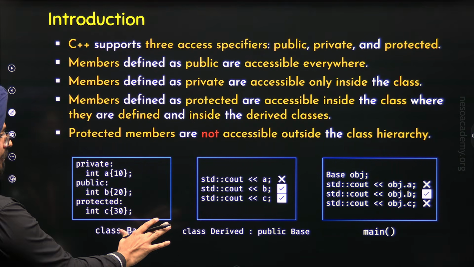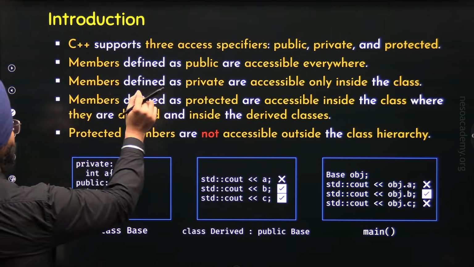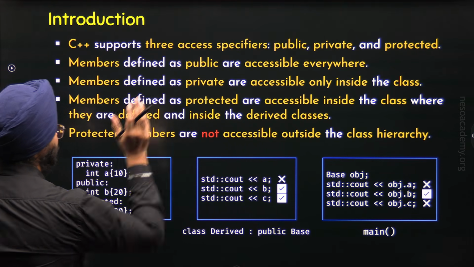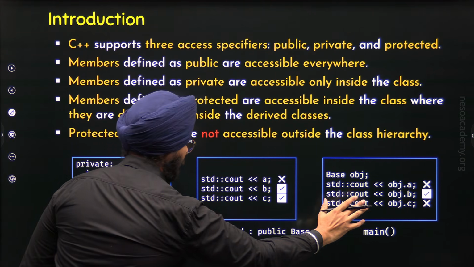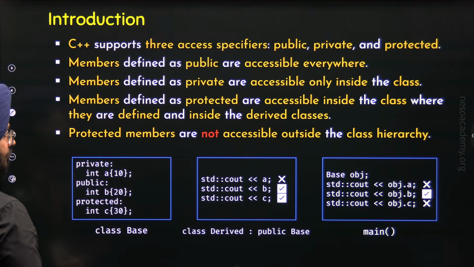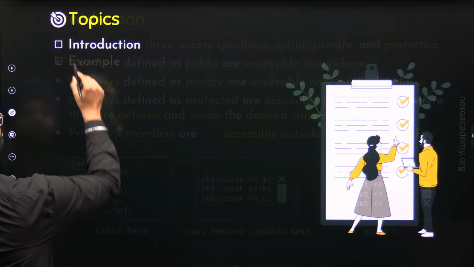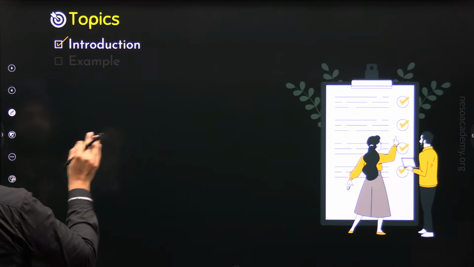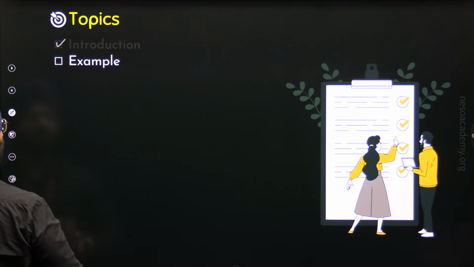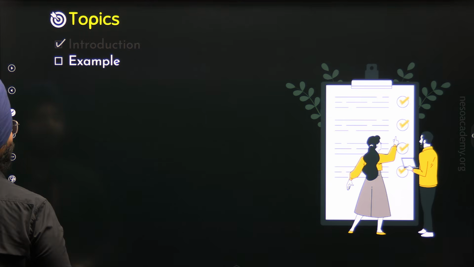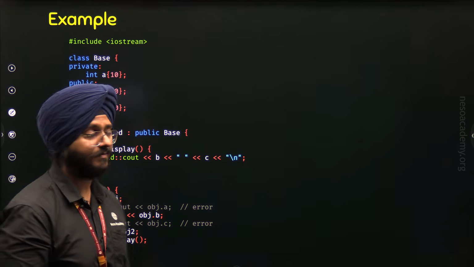So with this example, I hope it is completely clear to you what the difference is between public, private, and protected access specifiers. Now let's combine these code snippets and form a complete program. For this purpose, we need to move to the next topic. For now, we are done with the first topic, that is Introduction to Protected Access Specifier. Now let's move to the second topic, where we will consider the complete program of the code snippets we just saw. Here is the complete program.